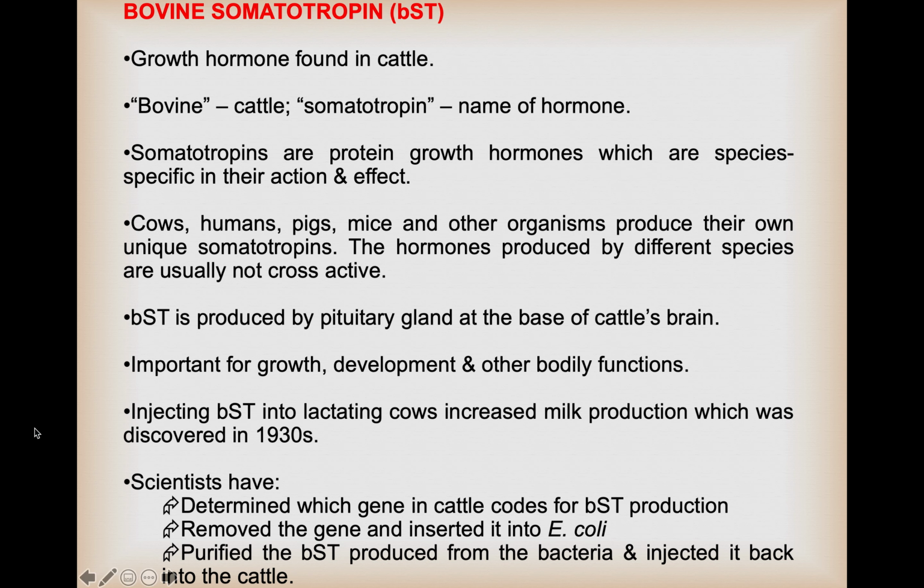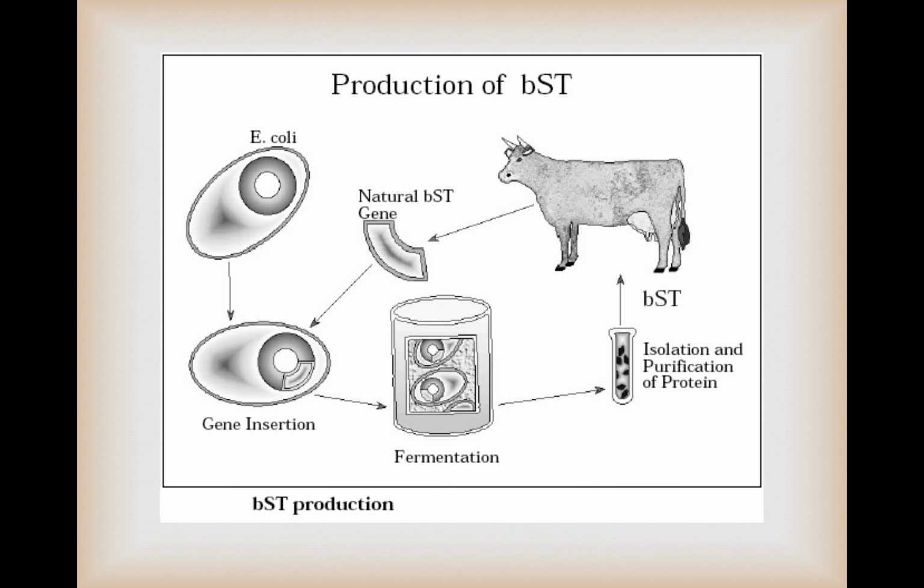Scientists have since determined which gene in cattle codes for bST production. Because they knew that, they removed the gene and inserted it into E. coli to manipulate it in vitro. They purified the bST produced in the bacteria and injected it back into the cattle to increase milk production. So more or less, this is how bST is produced.